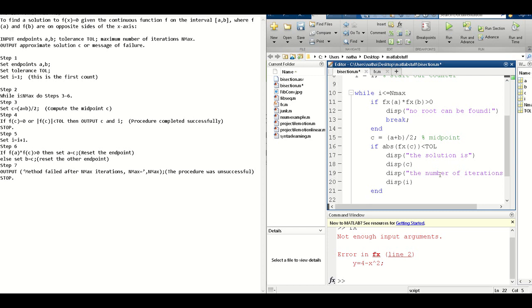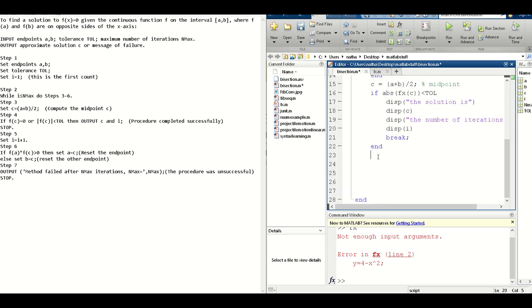Okay, then stop. Oh, so we need to put a stop in there, which is going to be break. And that just says stop doing this. Okay, if that's not true, then I equals I plus 1. This is going to step forward.